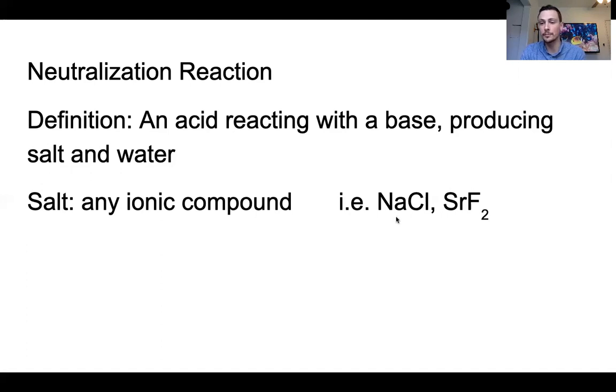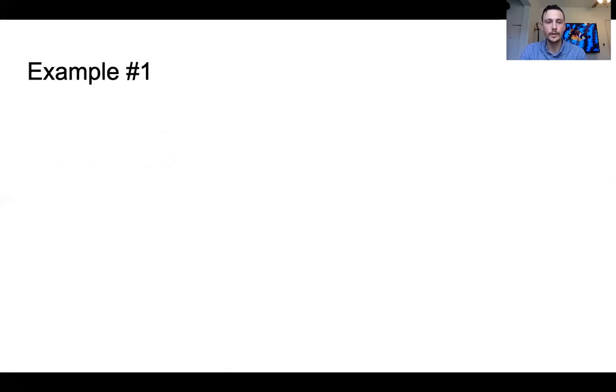It can be something simple like sodium chloride, the table salt that we're used to, or strontium fluoride, right? That's an ionic compound because we have a metal bonded to a non-metal here.